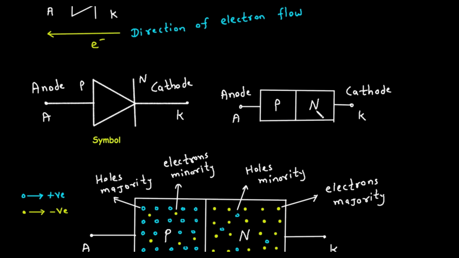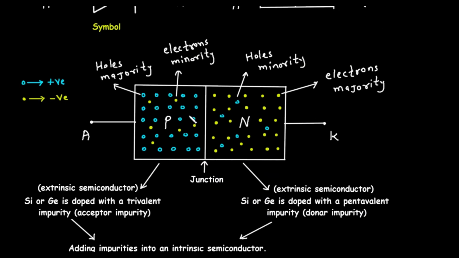The left section is labeled P, and the right section is labeled N. The terminal connected to the P section is the anode, labeled A. The terminal connected to the N section is the cathode, labeled K. This shows that a diode is fundamentally made by joining a P-type semiconductor material with an N-type semiconductor material. Let's dive deeper into this structure with the larger diagram in the center.